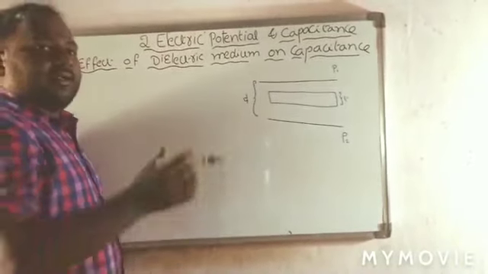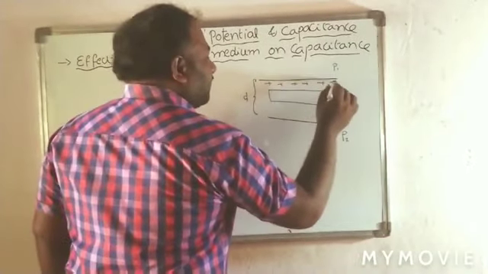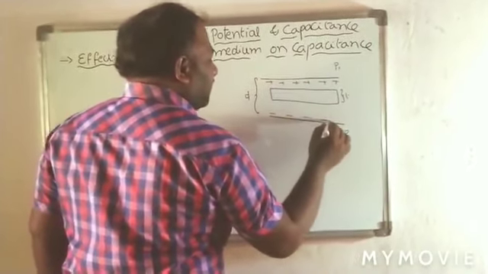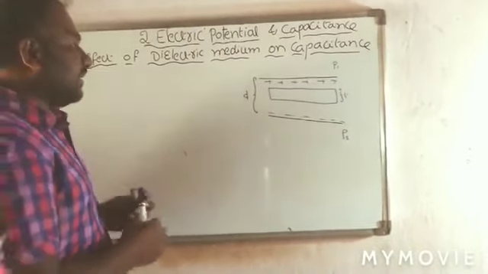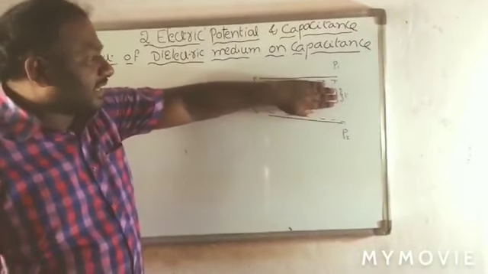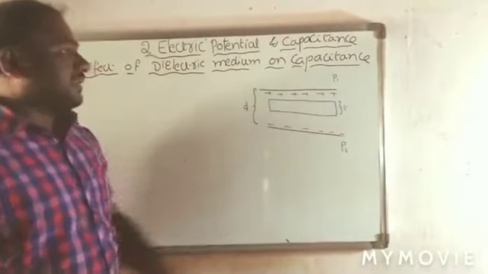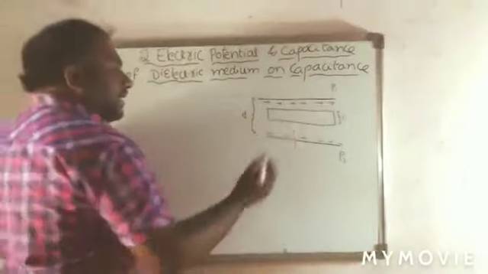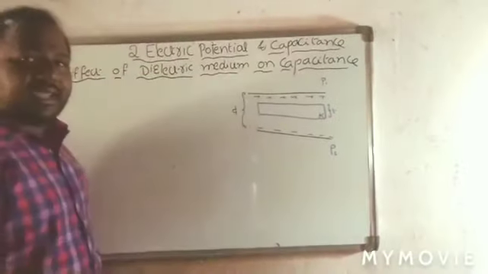We know that one plate has the positive charge and the other plate attains the negative charge. Like that, I consider the parallel plate capacitor. In the previous derivation we did not take any dielectric, so it had air. But whenever we take the dielectric, it has the dielectric constant, which is represented with K.